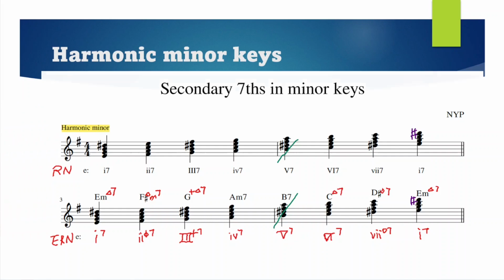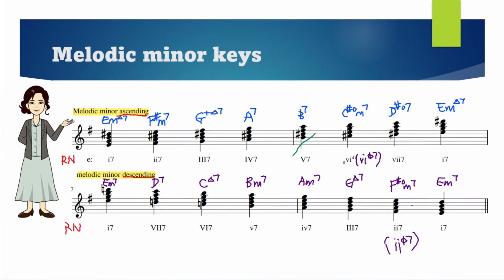What about melodic minor? Melodic minor, we have the 6th note and the 7th note raised. In this case, it's the C sharp and the D sharp. We'll take note and we'll see what are the differences. For descending, the 6th and the 7th note are lowered, so the qualities of the chord also changed. So let's look at it.